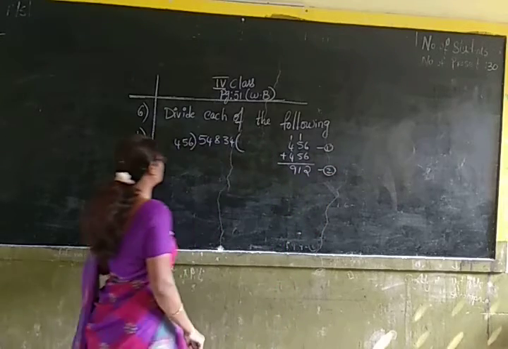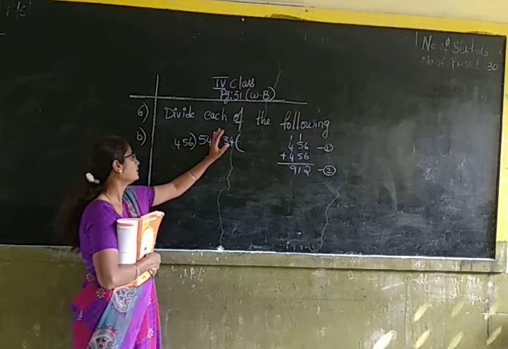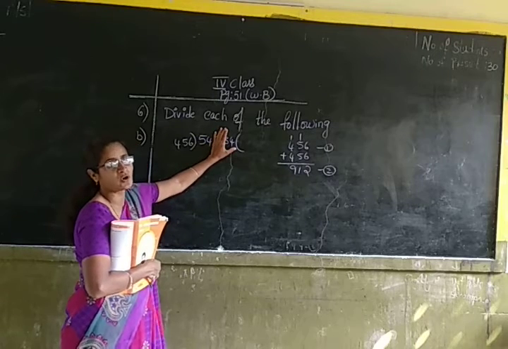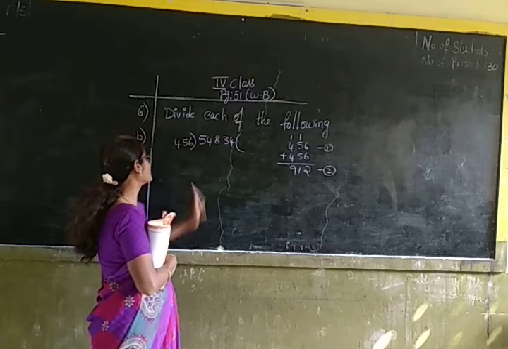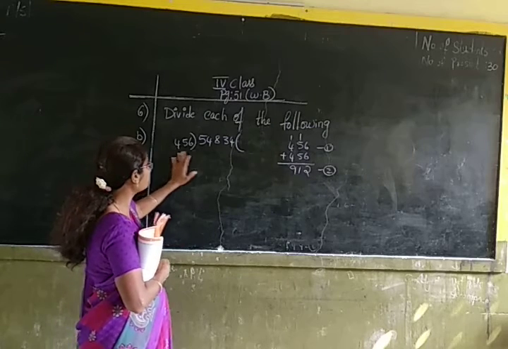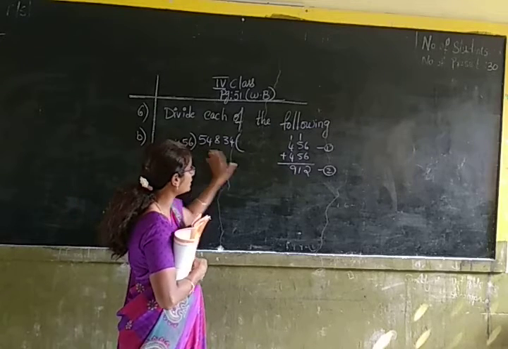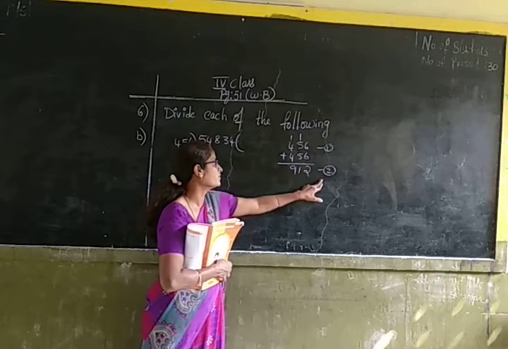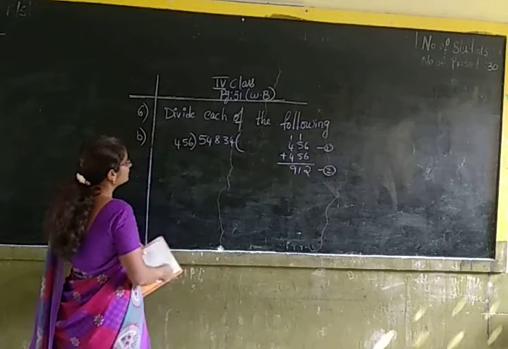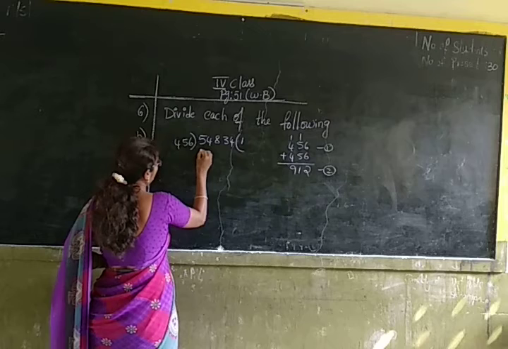Okay children. How many digits you have to take? If you take 2 digits, it will be smaller. So you have to take 3 digits. So how many times 456 goes in? For 548, it goes 1 time. If you take 2 times, it will be bigger. So let us take 1 time.